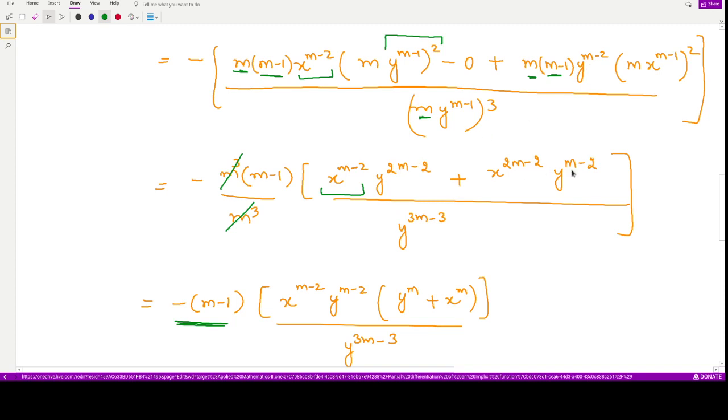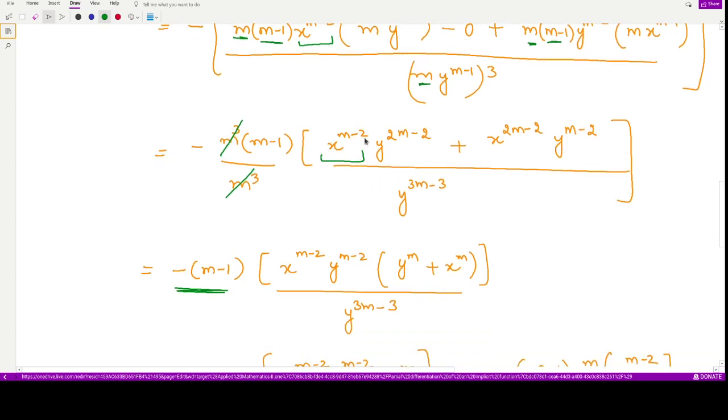And similarly in this case. Now we can take x to the power m minus 2 and y to the power m minus 2 common from these two terms. That means you can write this power 2m minus 2 as m plus m minus 2. So basically you can write y to the power m plus m minus 2 as y to the power m multiplied by y to the power m minus 2. So you are taking this term outside, so you are only left with y to the power m. So this is the term that you are left with.